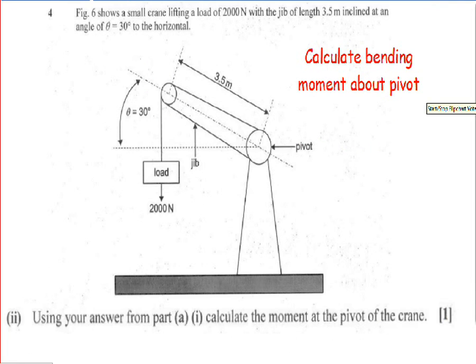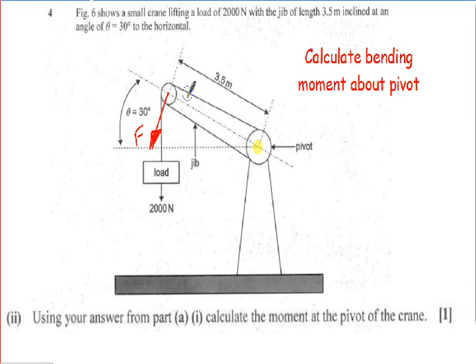What I want you to do now is calculate the bending moment about the pivot. Now the pivot is shown here. So the bending moment will be generated by the perpendicular force. We'll have worked out the force from the previous work. We'll know what that force is there. So we've got that force there, and they want to know what the bending moment is about the pivot.